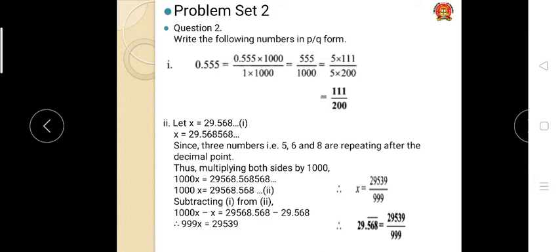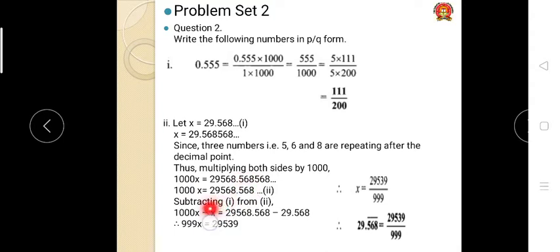So that's why I am going to explain some more examples from problem set second. Now from that, question number second: write the following numbers in p by q form. If you are not getting it, please try to understand. It is a simple question. First is 0.555, where this is repeating 3 times. Therefore we are multiplying it by 1000. In this way you can calculate, or by other methods also.